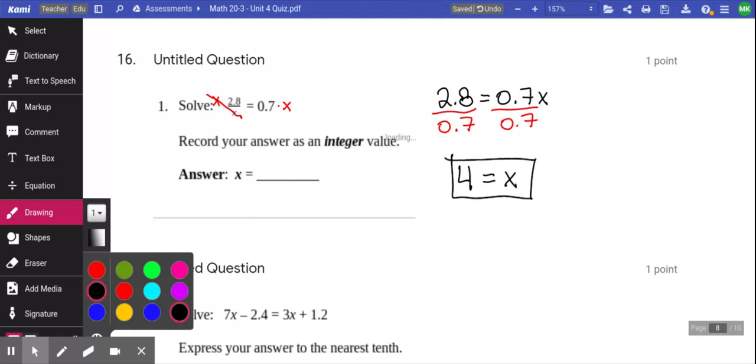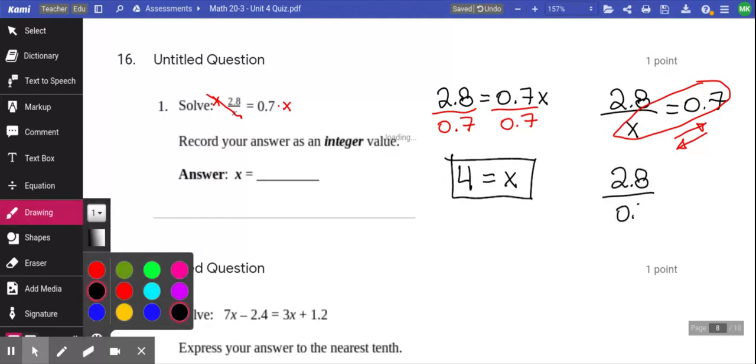I also showed some of you guys that when you have a fraction like that, where you can take these numbers and switch them so that you end up with 2.8 divided by 0.7 equals x. And then you just have to put this in your calculator, which would give you 4 equals x.